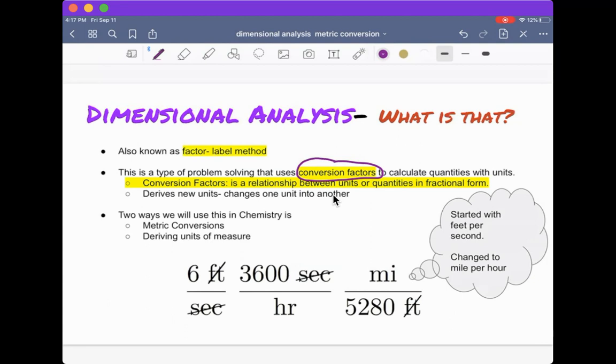Using factor label or dimensional analysis, we can start deriving new units. So there are all of these base units used in science, things like grams for mass, liters for volume, seconds for time. These are all basic units. And when we mathematically manipulate them, we can create things like miles per hour or meters per second. Or we can go even further and make it meters per second squared, meaning meters over second times second. So there's a lot of things that we can do.